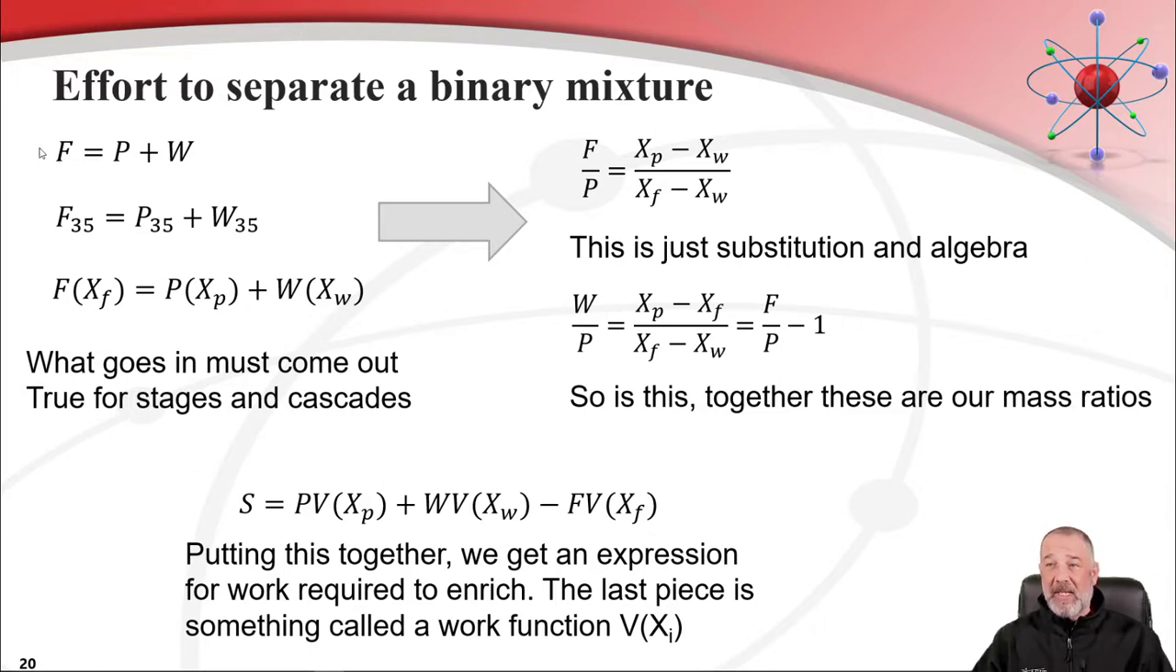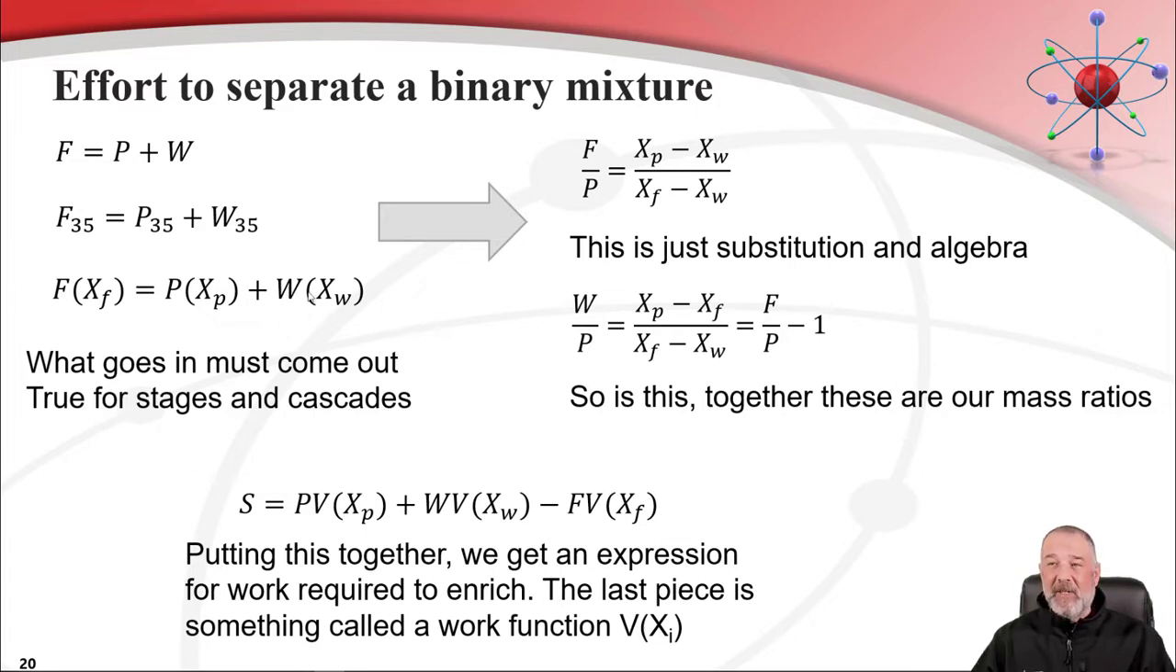So we started with these two right here. And then all we're doing, instead of using these variables with the subscript of 35 to indicate what we're talking about, is using those x variables that we introduced. So this is saying that my feed with some percentage of uranium-235 is equal to the product and the waste with their own percentages of uranium-235. Now, for simplicity's sake, we can just ditch the F, the P, and the W's here and just talk about the percentages, or those x variables.